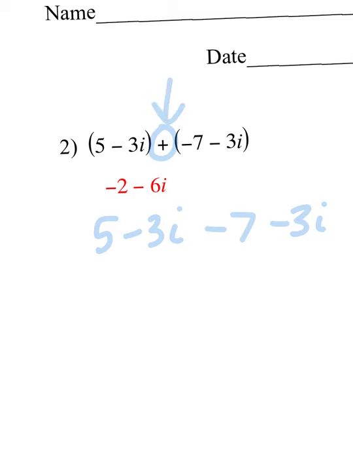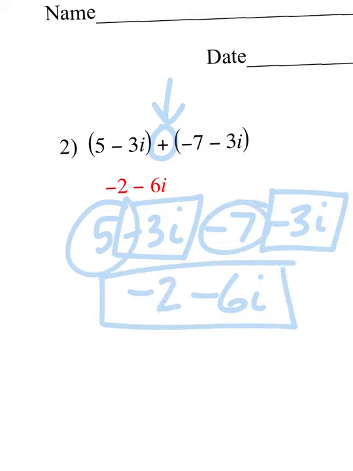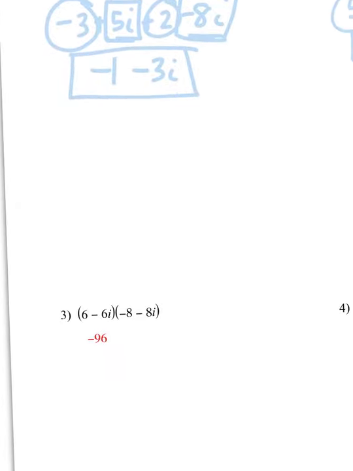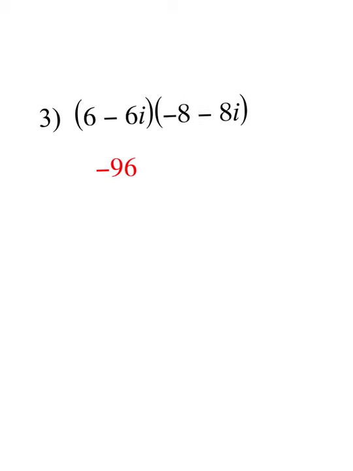Alright, so we just combine like terms. So we got a negative 3i and a negative 3i. That gives me a negative 6i. And then we have a 5 minus 7, and that's negative 2. Again, the real number, negative 2, goes first, and the imaginary component, the negative 6i, goes last. So I think most of you guys will find today's assignment for Day 2 easier than the first day as far as the workload.